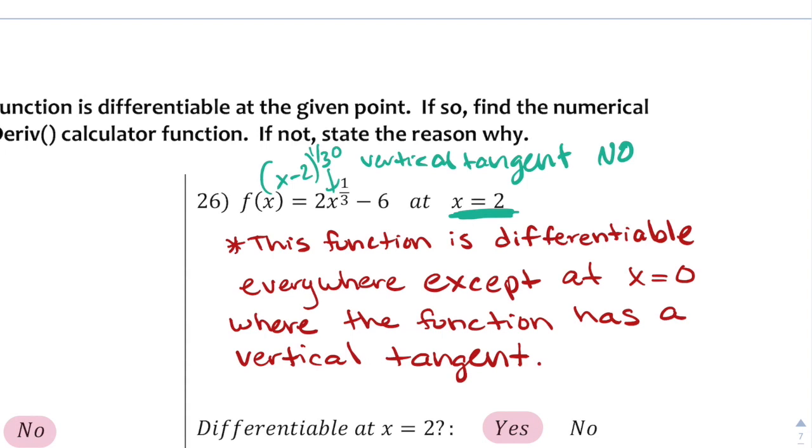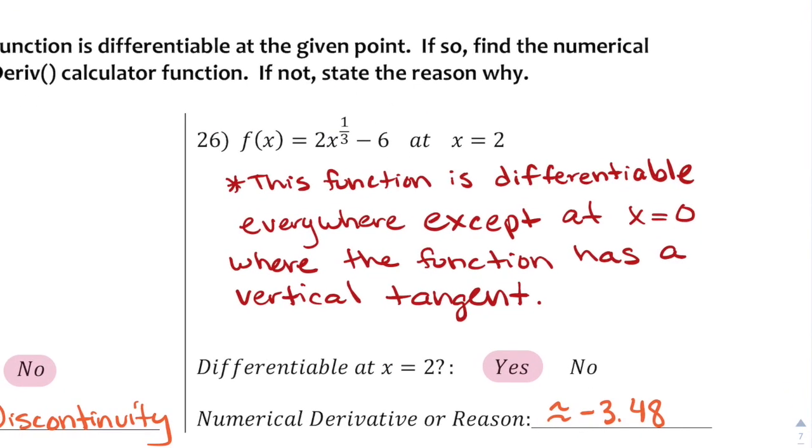So, because of that, the answer is yes at 2, and we're just going to use the n-derivative in our calculator to calculate that. Don't forget, you enter d/dx. You can enter in 2x to the 1/3. Be careful what parentheses may be around that one. Take away 6, all with respect to x equals 2. We get a result of approximately negative 3.48.